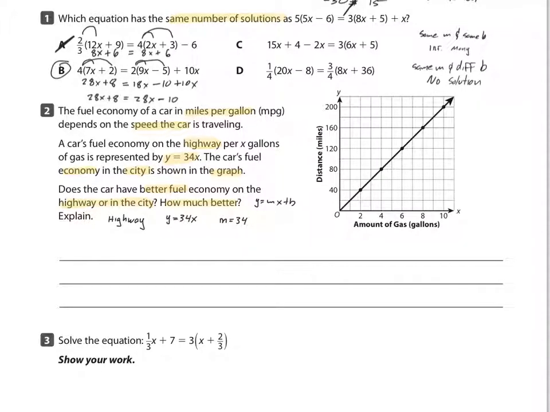So for the city, we need to choose 2 points. I like choosing the origin because it's 0, 0. I don't have to do a lot of math. And then the following point in this case is going to be 2 on the x and 40 on the y. So I'm going to start by writing both points. So we have the point 0, 0. And then we have the point 2, 40.